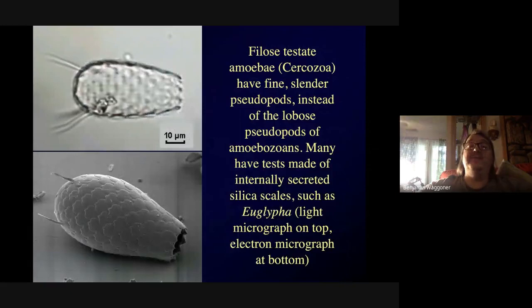There are some testate amoebas that are in this group, Cercozoa, and they're not that closely related to the other testate amoebas that we just saw. And many of them have tests made of silica scales that are secreted internally. And this euglypha on the bottom picture, you should be able to see that the test is made up of these very regular overlapping scales, very regular shape, kind of a neat trick for something that's maybe 50 microns long.